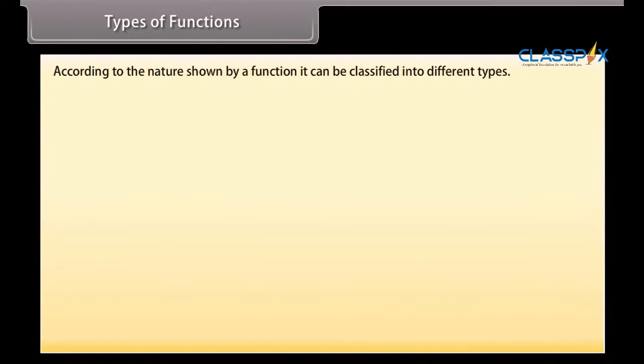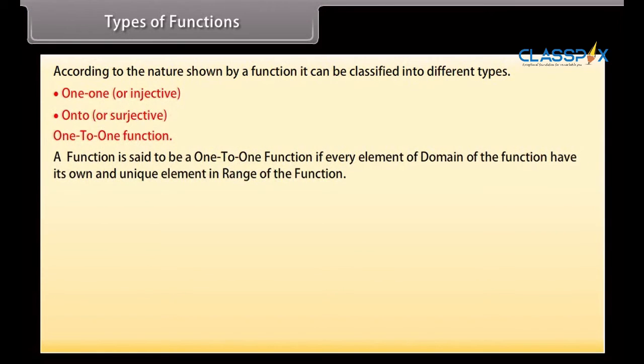Types of functions. According to the nature shown by a function, it can be classified into different types. 1-1 or injective, onto or surjective. 1-to-1 function. A function is said to be 1-to-1 function if every element of domain of the function have its own and unique element in range of the function.